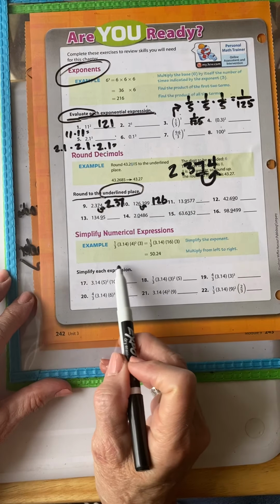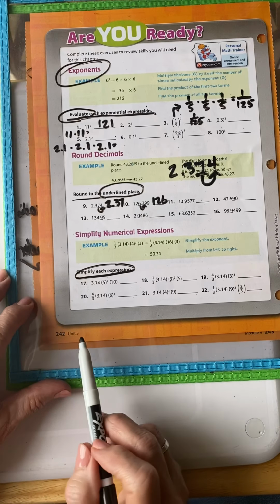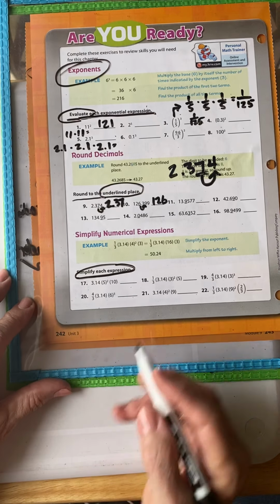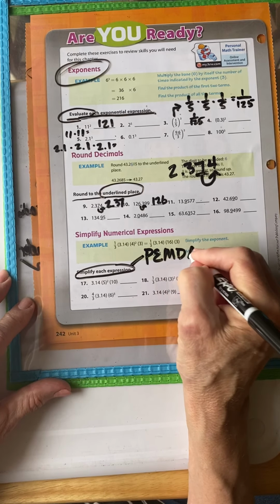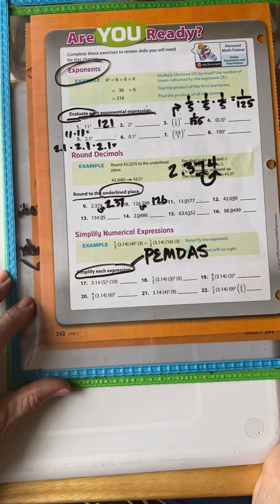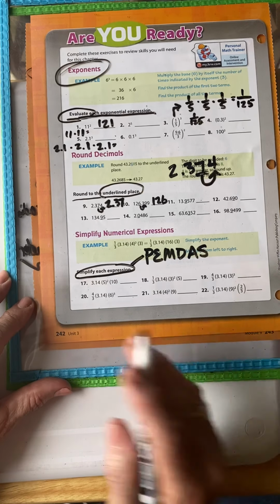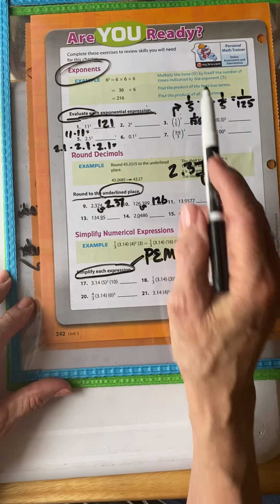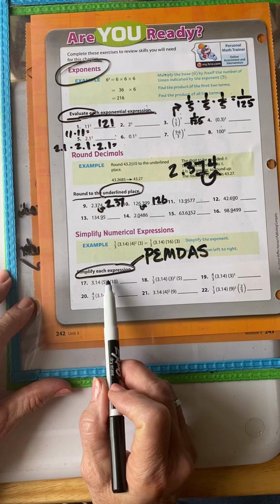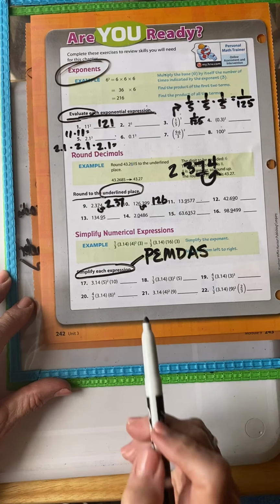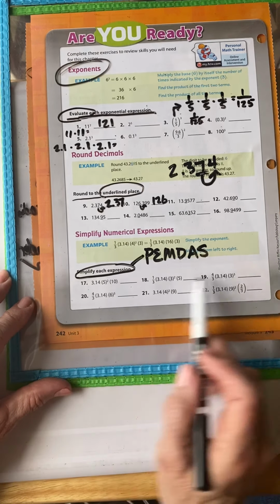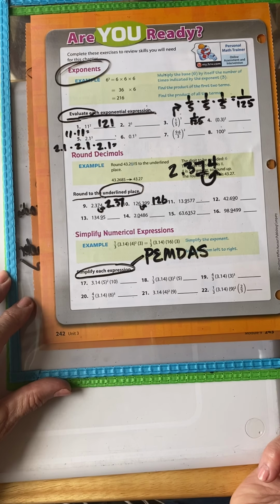Simplifying each expression. Now, if I was making you do it by hand, you would use PEMDAS. But because you're 8th graders and because you use a calculator on STAR, I will allow you to use your calculator as though this was a formula, and you put in all your numbers and run them on the calculator. And you get the same answer twice. Be sure that you get the same answer twice on these before you write your final answer down.